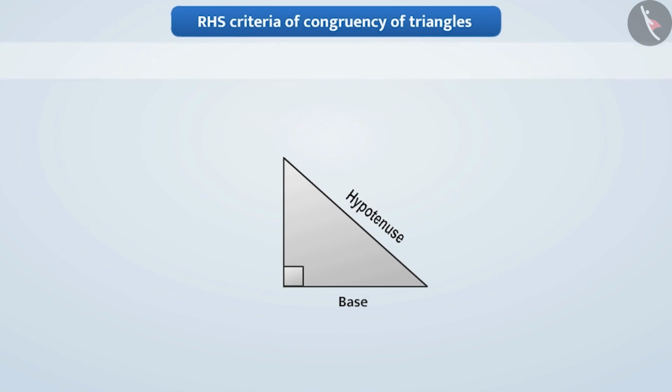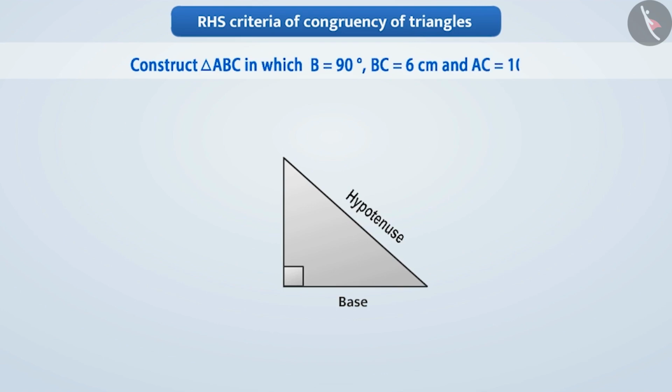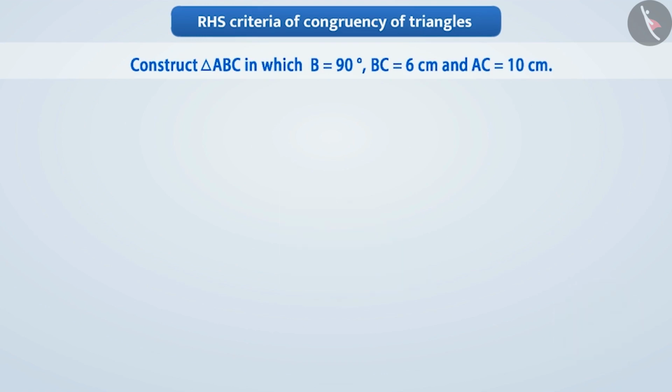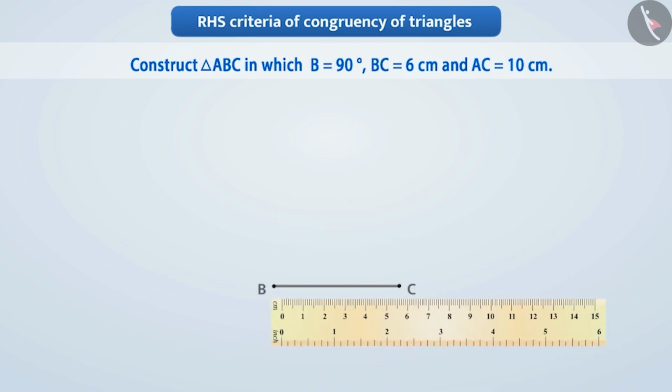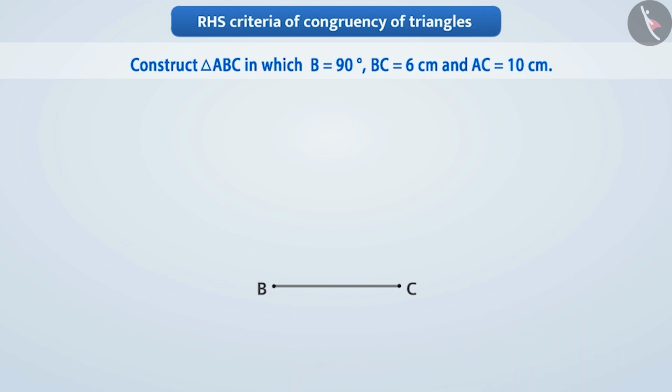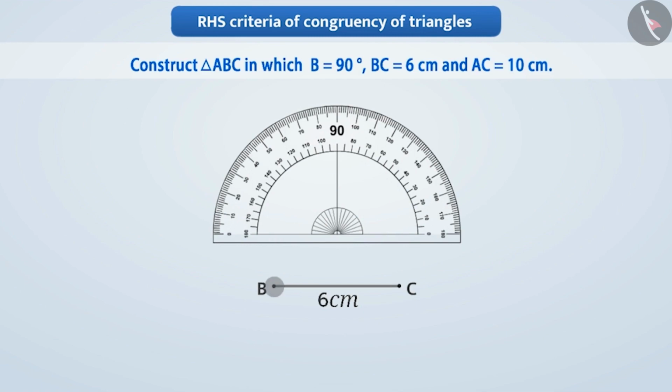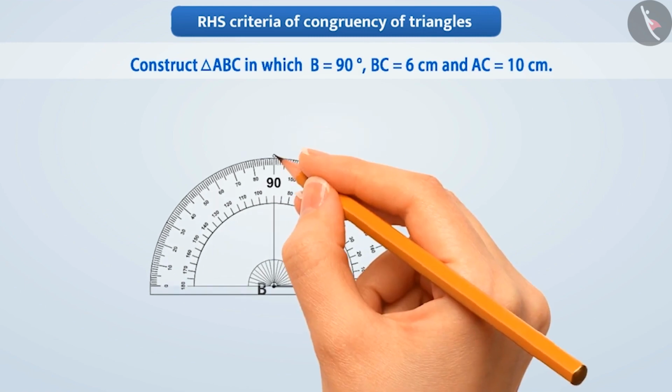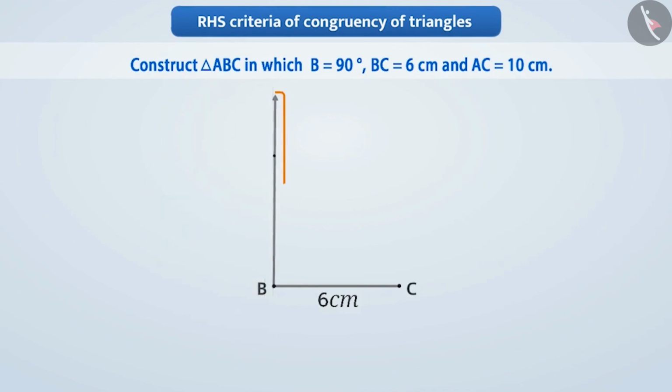Pause the video and create triangle ABC, which has angle B equal to 90 degrees, BC equal to 6 cm, and AC equal to 10 cm. Let us tell you. For this, we will draw a line segment BC, which is 6 cm in length. Then we will draw a right angle from point B to BC with the help of a protractor. A will be positioned on this ray.